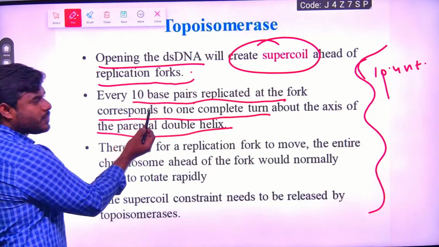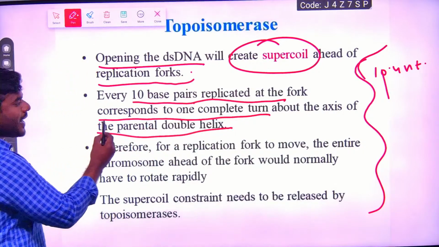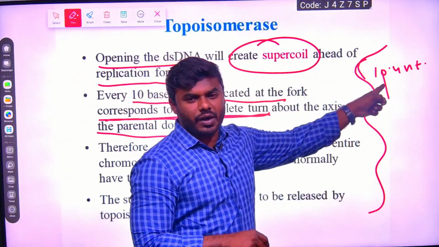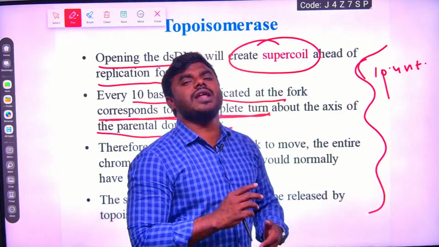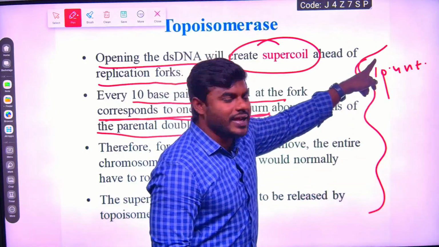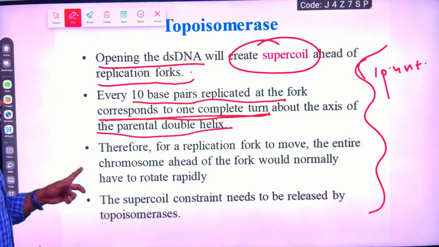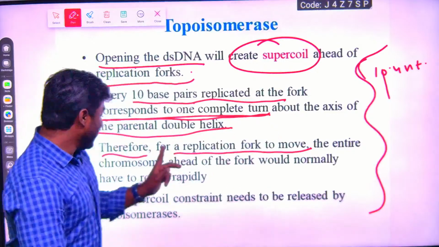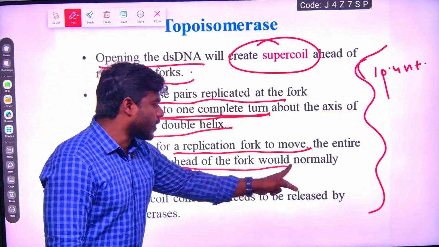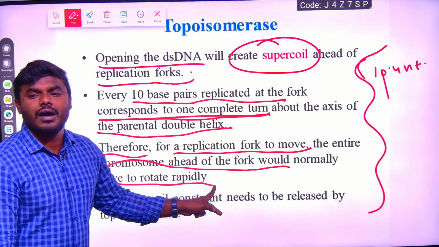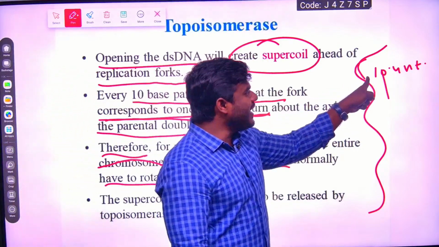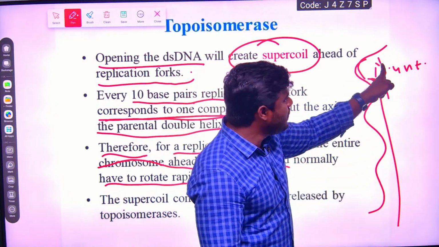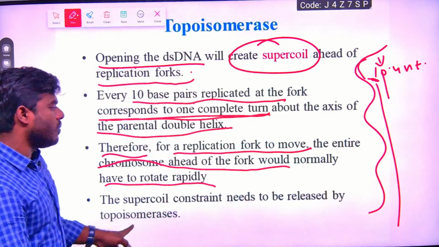Every 10 base pairs replicated at the fork corresponds to what? One turn, because one turn contains that many nucleotides. So every turn there is a possibility that helicase can create that particular stress. Therefore, for a replication fork to move, the entire chromosome ahead of the fork would normally have to rotate rapidly, correct or not? If the coiling occurred here itself, how can I rotate? How can I move? That is the reason helicase is immediately followed by the topoisomerase enzyme.